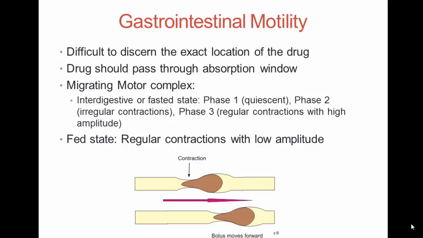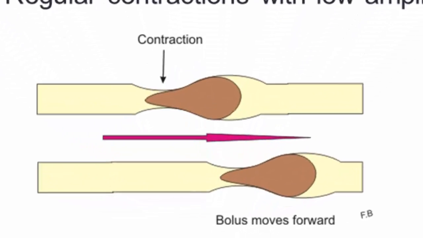In the fed state, there are regular contractions, but not as high as the amplitude seen in phase 3 of the fasting state. They have a lesser amplitude, but more contractions take place. So it helps the food to get propelled continuously from the upper intestine down through the intestine. If you see in this picture, we can see that the contractions take place and then the bolus moves forward.